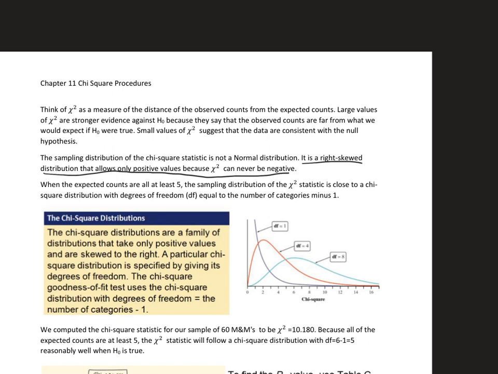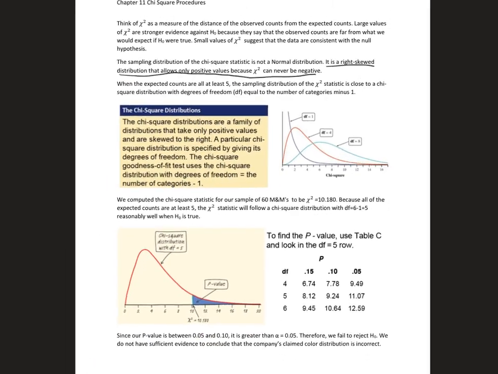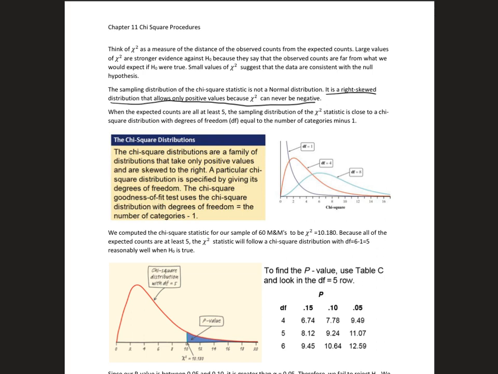When the expected counts are all at least 5, the sampling distribution of the chi-squared statistic is close to a chi-squared distribution with degrees of freedom equal to the number of categories minus 1. So in our situation, we're going to have all of our colors. I forget how many colors we have in our bag of M&Ms. Six, I believe, so it's going to have 5 degrees of freedom.